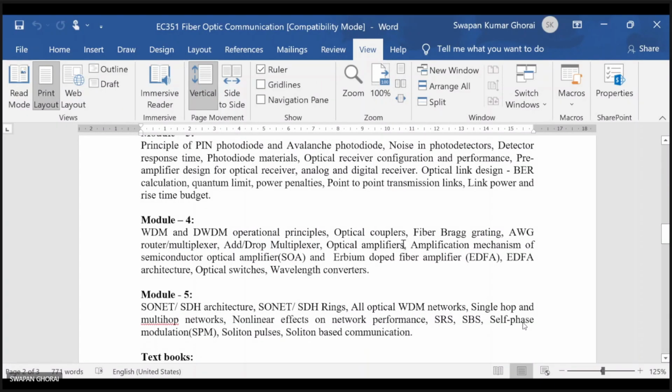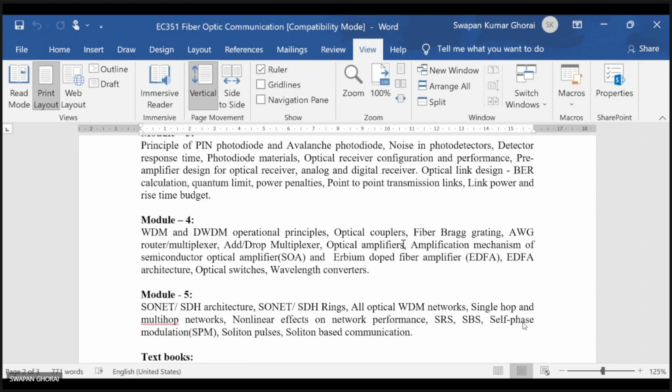In the fourth module, we mainly focus on different components like WDM systems and DWDM systems, dense wavelength division multiplexing. When many wavelengths are there, more than 16 wavelengths, it is called dense wavelength division multiplexing. And different couplers and fiber gratings are there. They are the different advanced types of components that are used for fiber optic networks, add-drop multiplexers, optical amplifiers, etc.